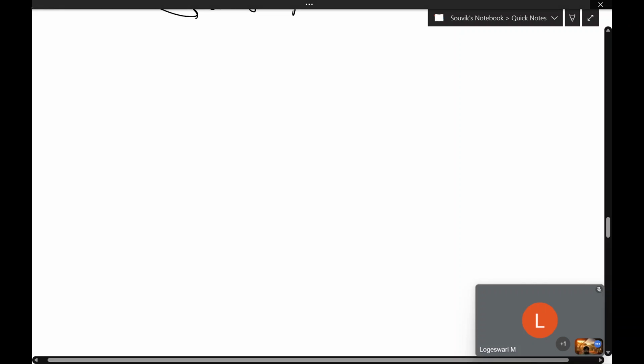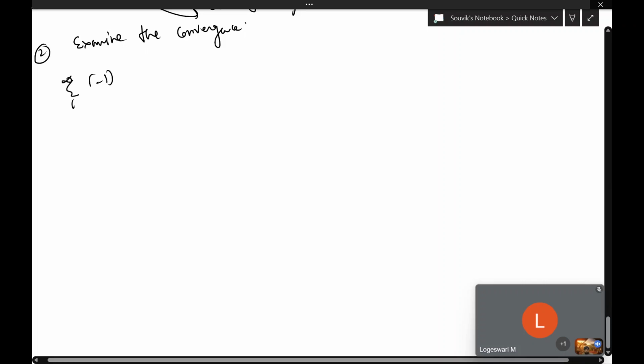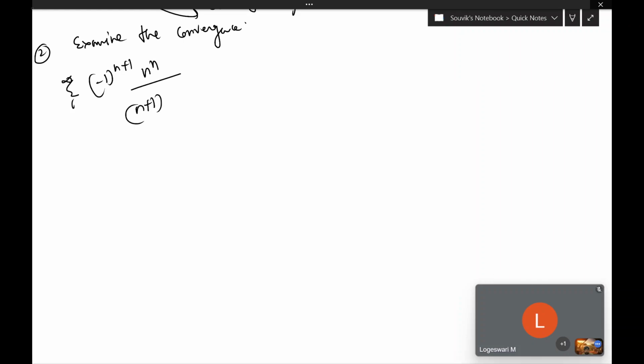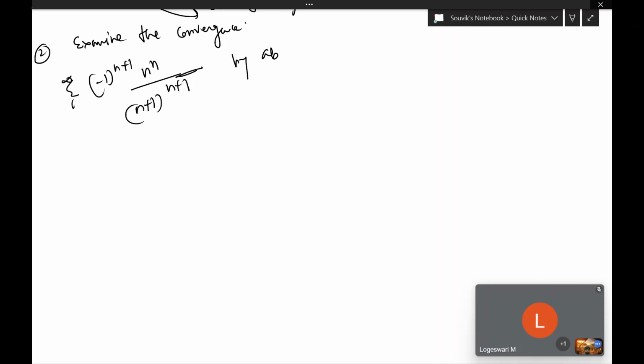Now, consider the second example. Examine the convergence of the summation from 1 to infinity of (-1)^(n+1) times (n/(n+1))^(n+1) by Abel's test. So we should try this convergence of the series using Abel's test. I shall wait for a couple of minutes, so please try.